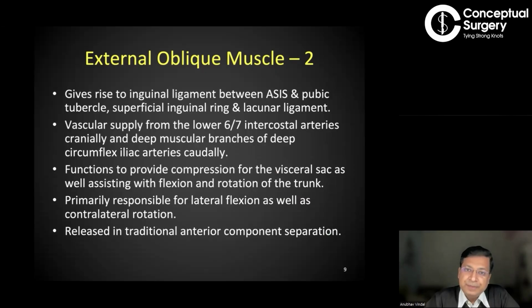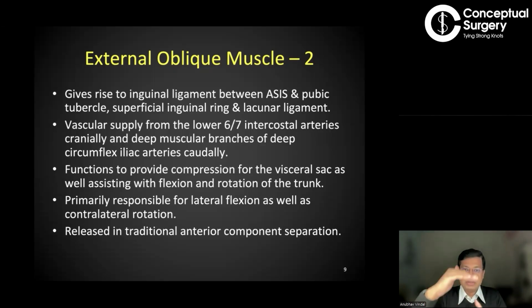The vascular supply is from the intercostal arteries and the deep muscular branches of the deep circumflex iliac artery. And the nerve supply is from basically the nerves which are supplying the rectus abdominis, that is from T6, T7 to L1. The function is to provide compression for the visceral sac because it is a lateral, flat muscle. So when it contracts, it provides compression to the peritoneal cavity and also provides protection to the peritoneal cavity.